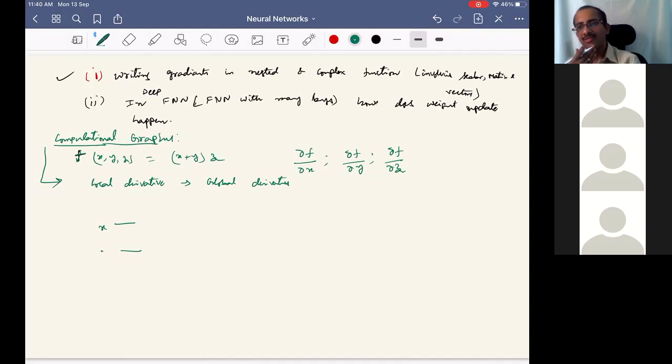Those who are in signal processing might have studied that linear systems or any systems are usually depicted with signal flow graphs, where you have different inputs and different outputs and how they are interconnected and related. This is of similar nature. So x, y, and z, these are the three inputs. Now what is the operation?